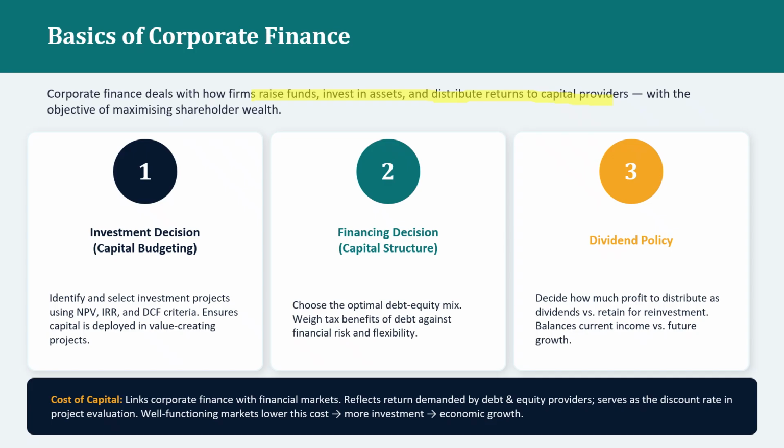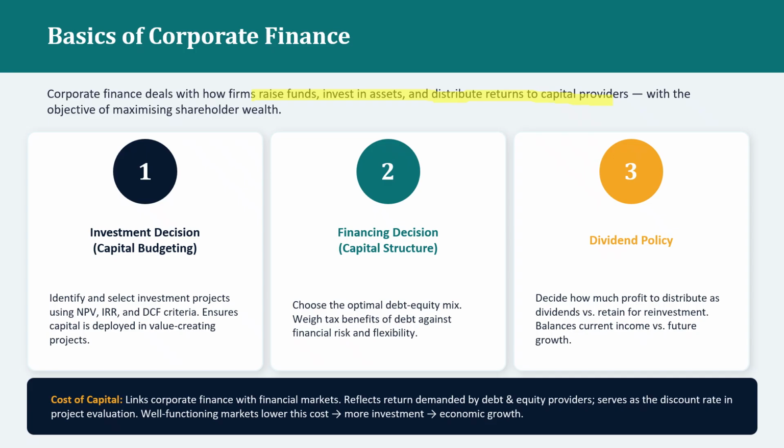And the third, that is dividend policy. This is about how much of the firm's earnings should be distributed as dividends to shareholders and how much should be retained with the firm for reinvestment. Paying high dividends keeps investors happy in the short run, but leaves less internal finance for growth. Retaining more earnings supports future expansion, but may disappoint investors who want current income. So management has to strike a balance between current income and future growth.